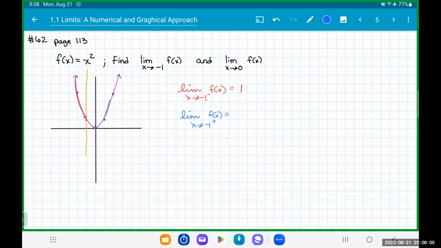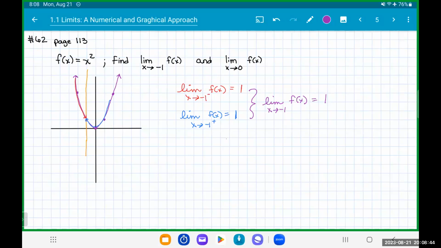Similarly, if I'm approaching from the right, I get up to here, I followed my graph around, and you will see as I approach x equal to -1 from the right side, my y value is also 1. So again, because those values are the same, I could say that the limit as x approaches -1 from the left and the right of my function is equal to 1.